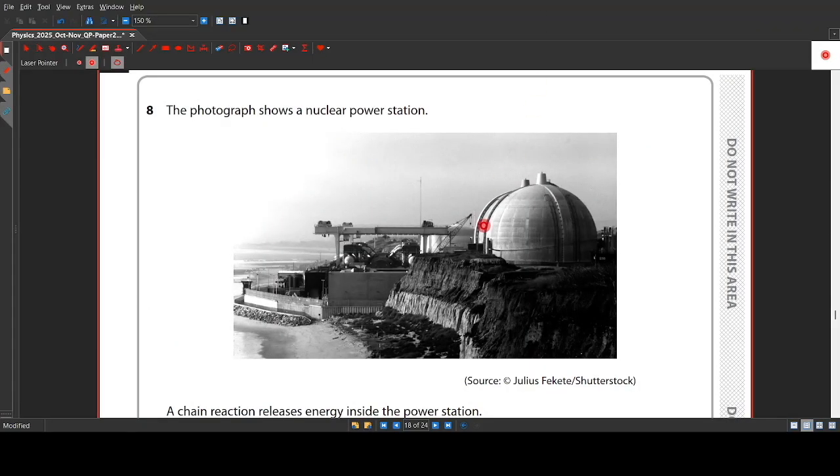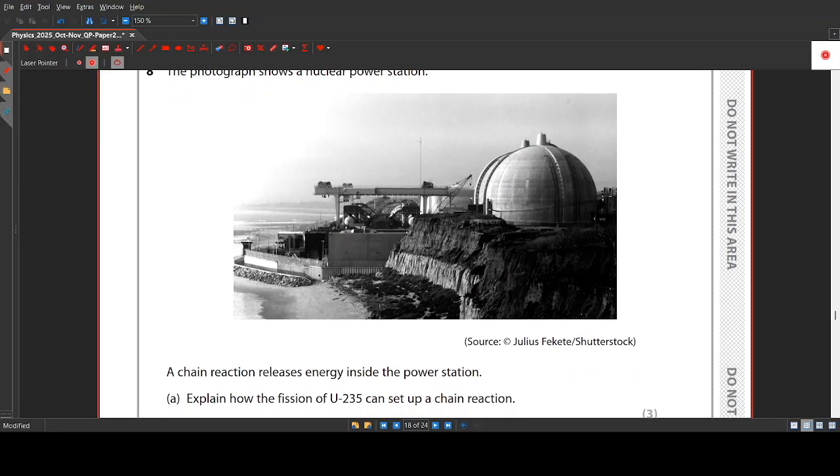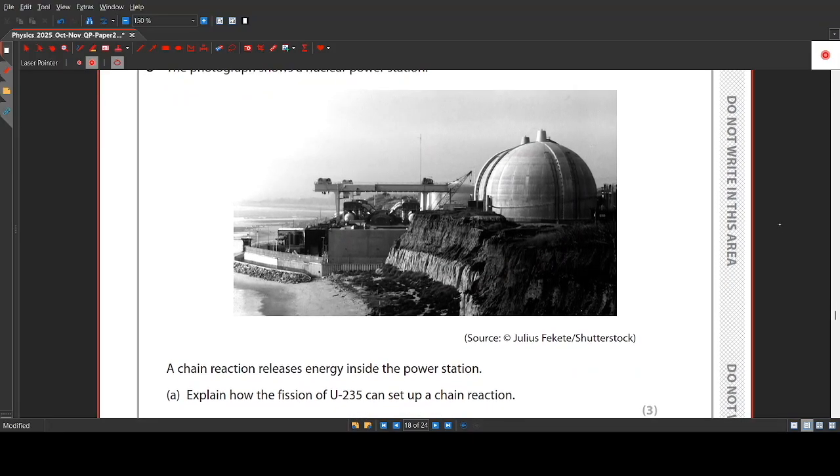The last question of this paper is basically from nuclear physics. The photograph shows a nuclear power station. A chain reaction releases energy inside the power station. Explain how the fission of uranium-235 can set up a chain reaction. We basically know that in nuclear power stations, uranium-235 is used in a chain reaction in order to release energy, which is then used to turn turbines, which generates electricity.